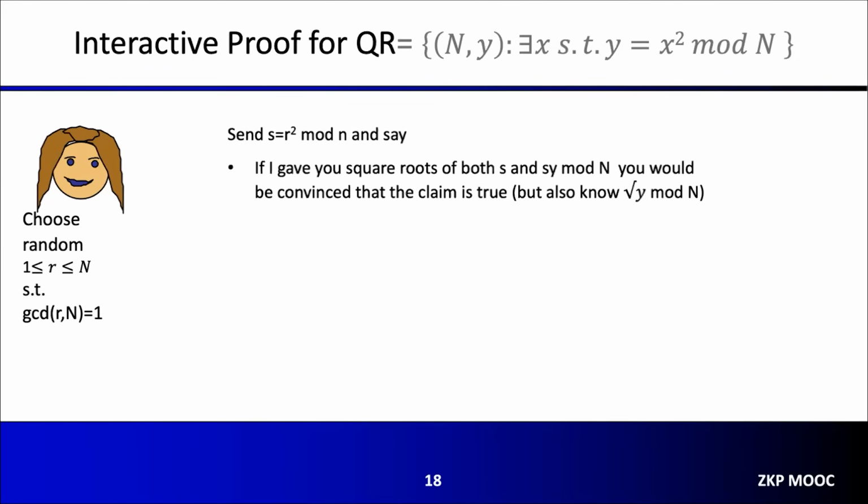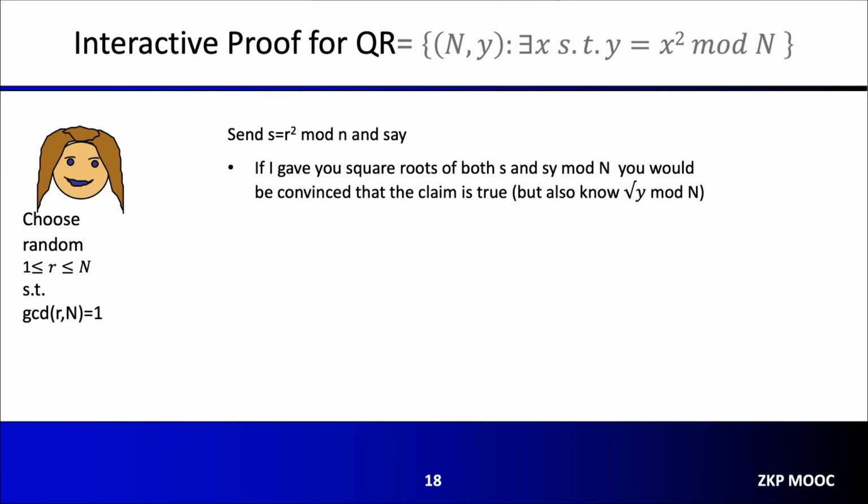And he says to him, listen, if I gave you both a square root of s and a square root of s times y, where y is the input, then you would be convinced that the claim is true. Because if s has a square root and s times y has a square root, then also y itself has a square root mod n. But if I did that, a square root of s would be r, a square root of s times y would be r times x. Then you would know a square root of y, right? You would know x, just take r times x divided by r. And the whole point here is I don't want to give you both. So what I'm going to do is only give you either a square root of s or a square root of s times y.